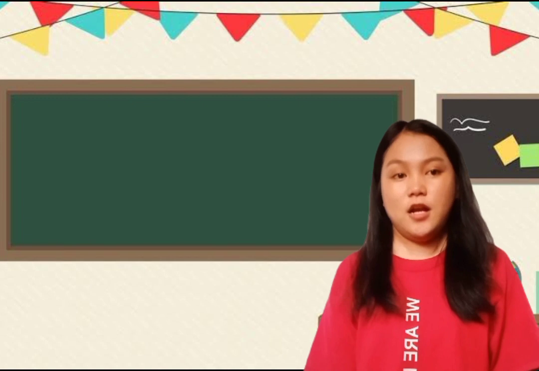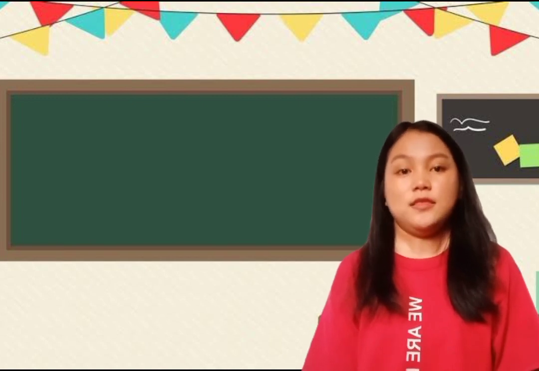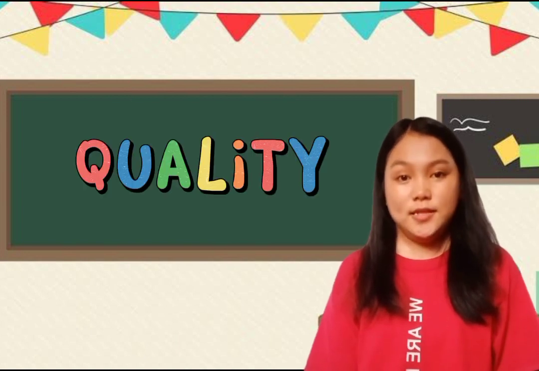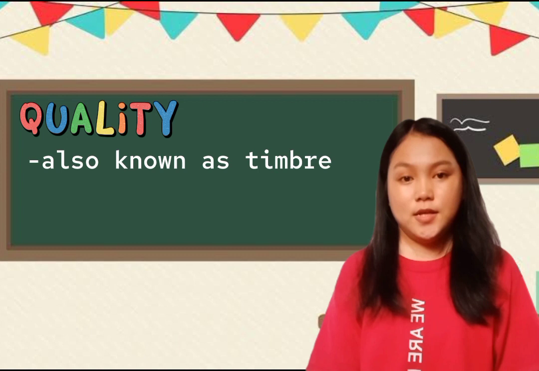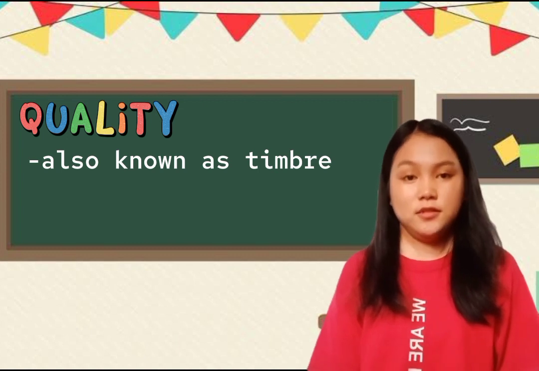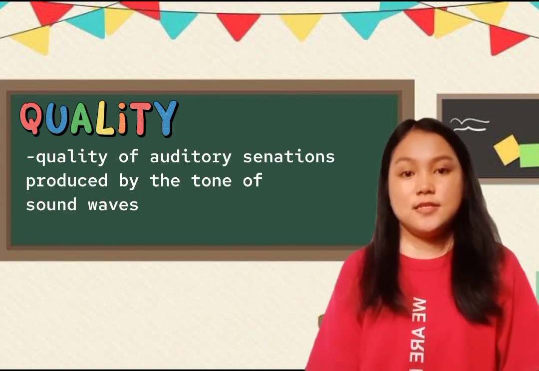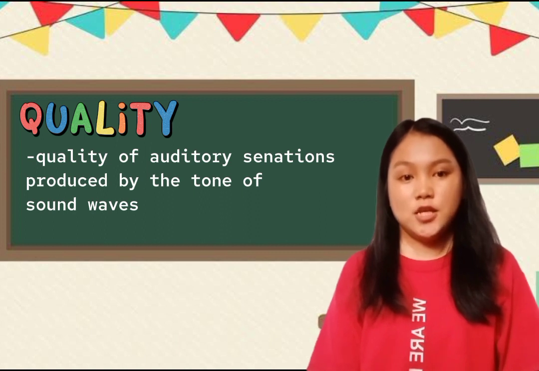There are certain characteristics that make the sounds around us different from each other, and one of these is quality. Quality can also be called timbre. This describes the characteristics of sound that allows us to distinguish the tone of a certain object or thing. This is the quality of auditory sensations produced by the tone of sound wave.